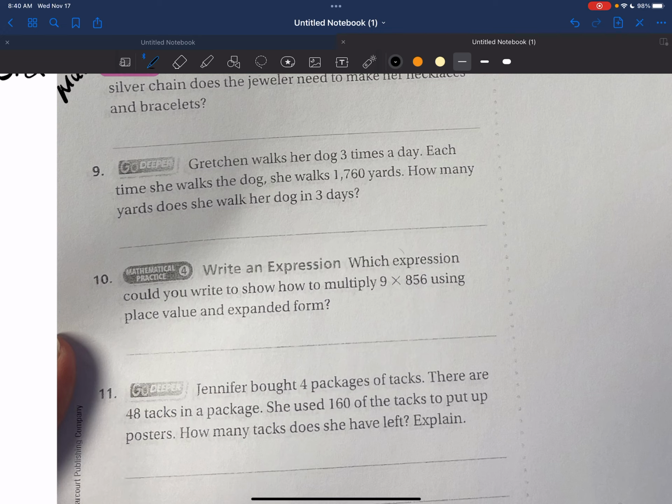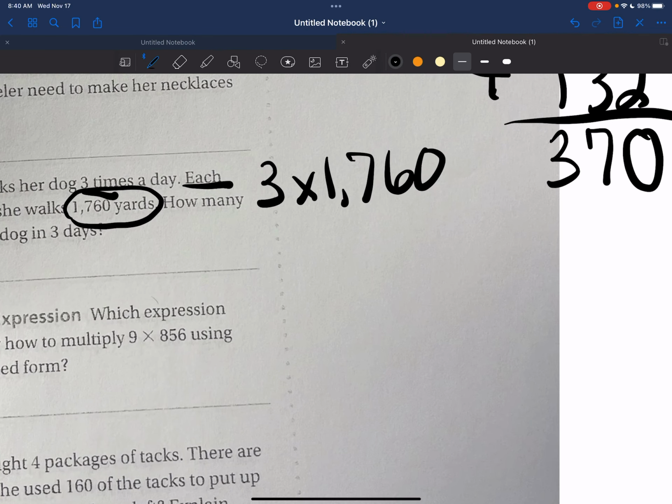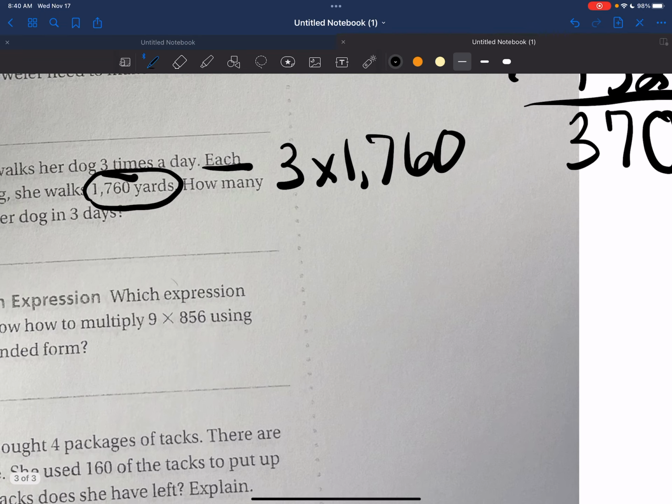Gretchen walks her dog 3 times a day. Each time, that's a key word for multiply. She walks her dog this many yards. How many yards does she walk her dog in 3 days? Let's take a look at this one really quickly because it is a bigger problem. If she walks her dog 3 times and each time, multiplication, she walks this many yards. How many yards does she walk her dog in 3 days? First of all, write your bigger number in expanded form. This is a larger number. It has 4 digits, but you can still use your box method like we've done in class.